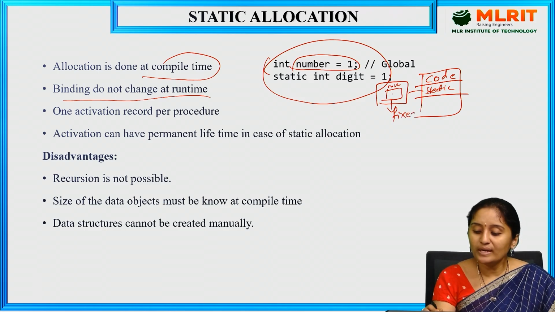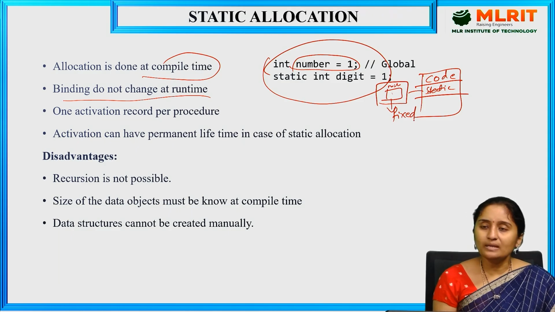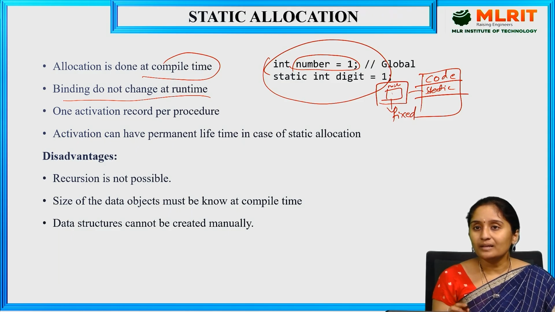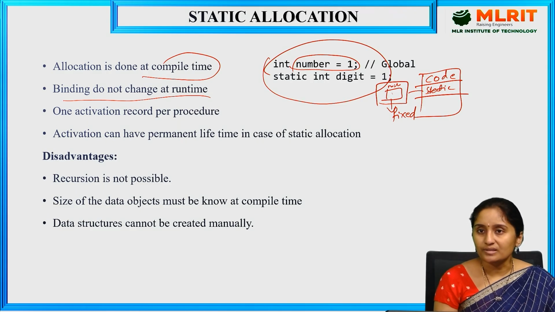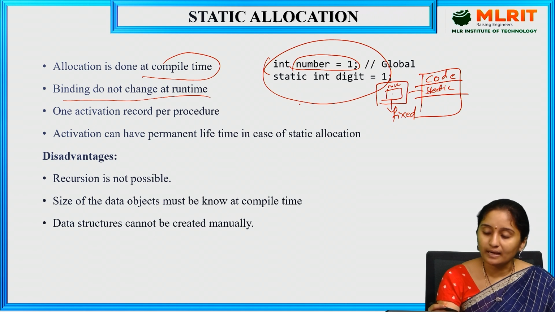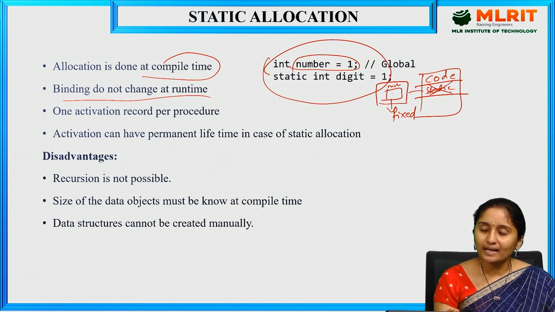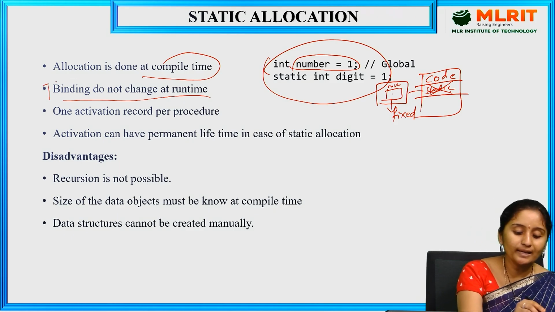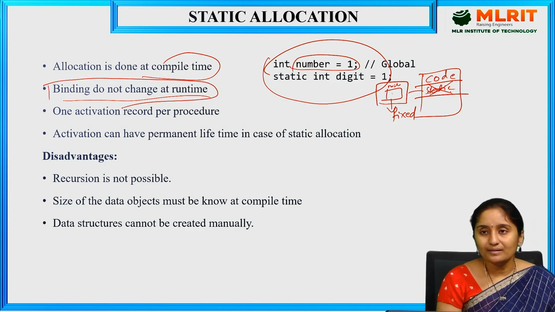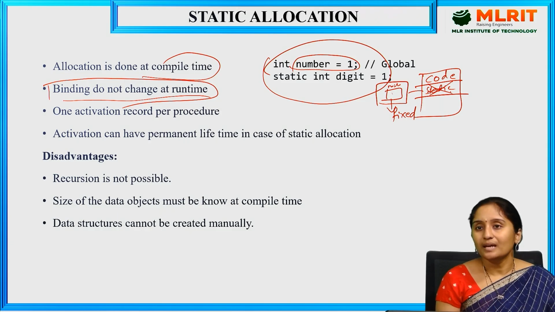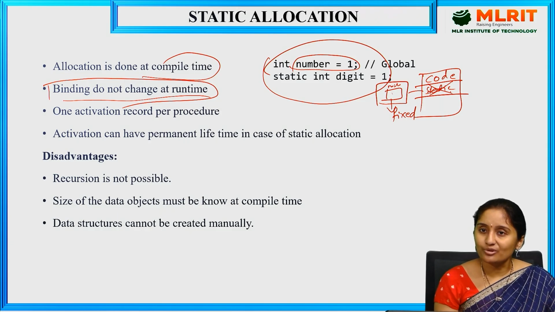It is a fixed memory allocation. Once the memory is allocated at compile time, until the program completion the memory won't be changed. The address won't be changed. Once the program execution is completed, it will be deleted and the memory is freed. And when I compile the program, again the memory will be allocated. So binding does not change at runtime; once the memory is allocated, it will be fixed until the program execution completes.